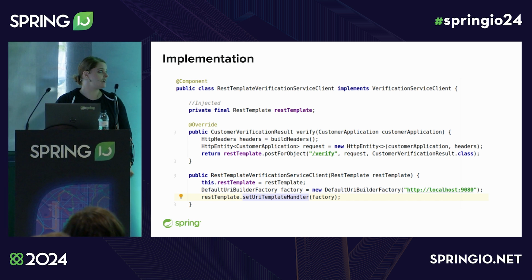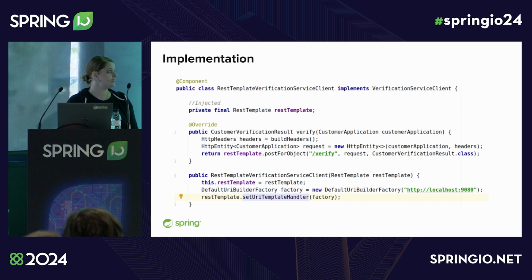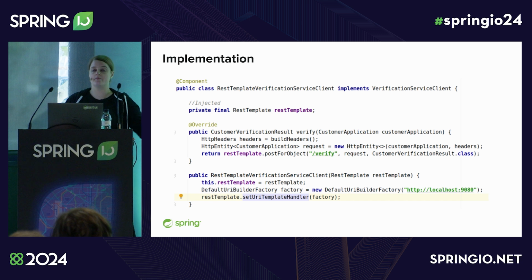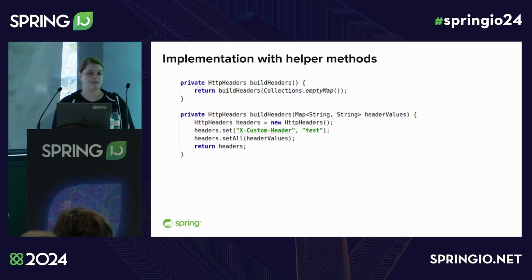And then obviously we need an implementation of this. So again, thanks to this, we can have different implementations. This one is with RestTemplate, we are doing all the same, but now we will be able to reuse it in any class that wants to contact this service.